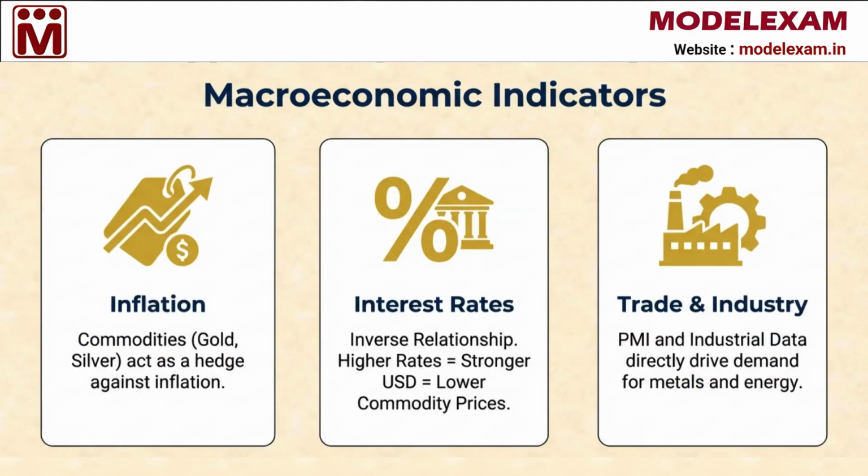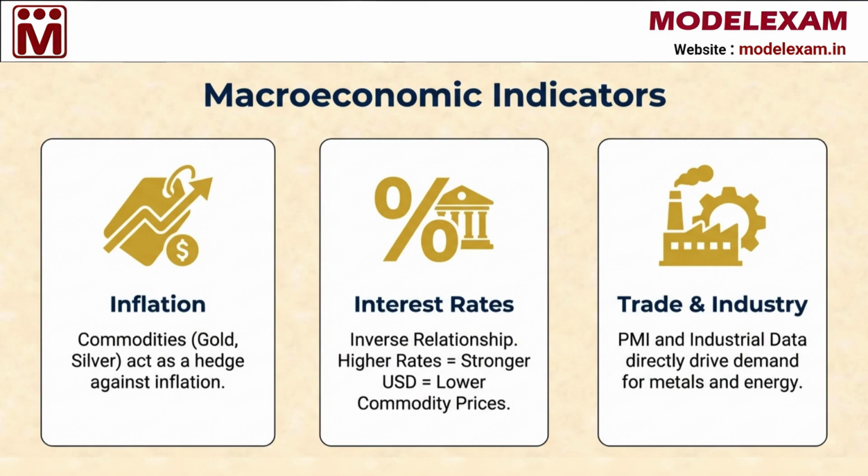To analyze commodities, we need to watch three key macroeconomic indicators. First is inflation. Commodities like gold and silver often act as a hedge against inflation, meaning their value tends to rise when the cost of living goes up. Second is interest rates. There is generally an inverse relationship here. Higher interest rates usually lead to a stronger US dollar, which in turn leads to lower commodity prices.